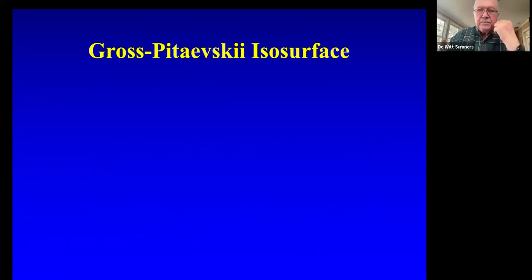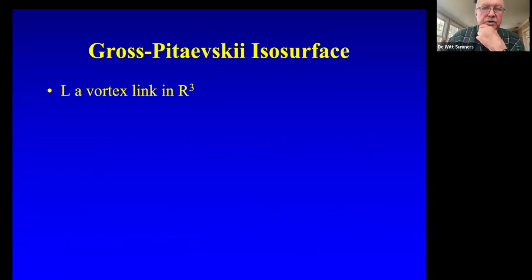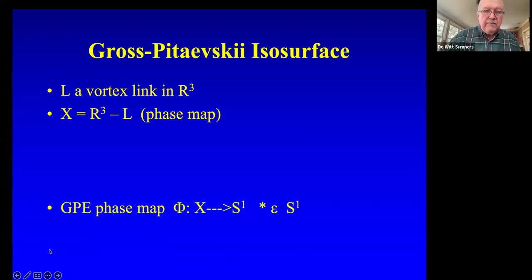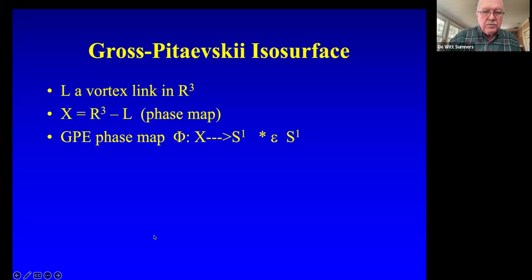So I'll now talk about the Gross-Pitaevskii isosurface. So the Gross-Pitaevskii differential equation is the one that's commonly used to study vortex dynamics. It tells you about the motion of the vortices, and you can model the reconnection events by means of this PDE. So I've got a vortex link in R3, and I have X as the link complement. It's R3 minus the link. I'll get a phase map on X. This is where the phase map is defined on the complement. So it's a map from X to S1.